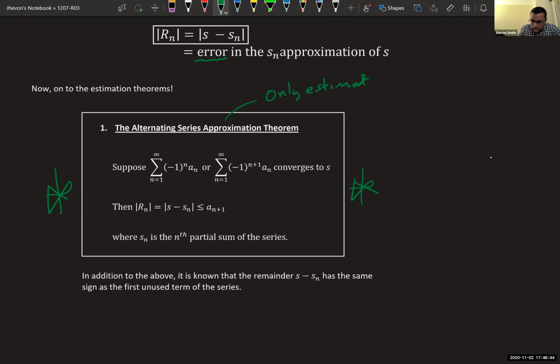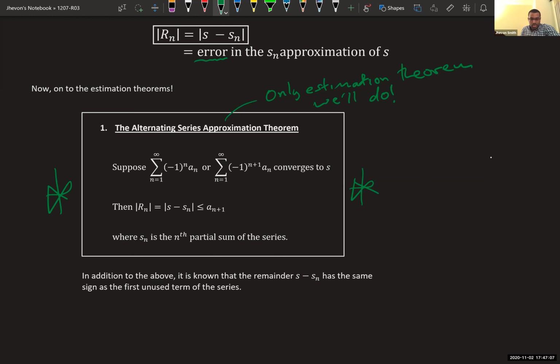Only the estimation theorem will do. So I'm not going to ask you about approximating anything else other than an alternating series. You won't need to know anything else, not even as a bonus. I'm never going to ask you any of the other ones. So this is the only one we need to know. That's super important.